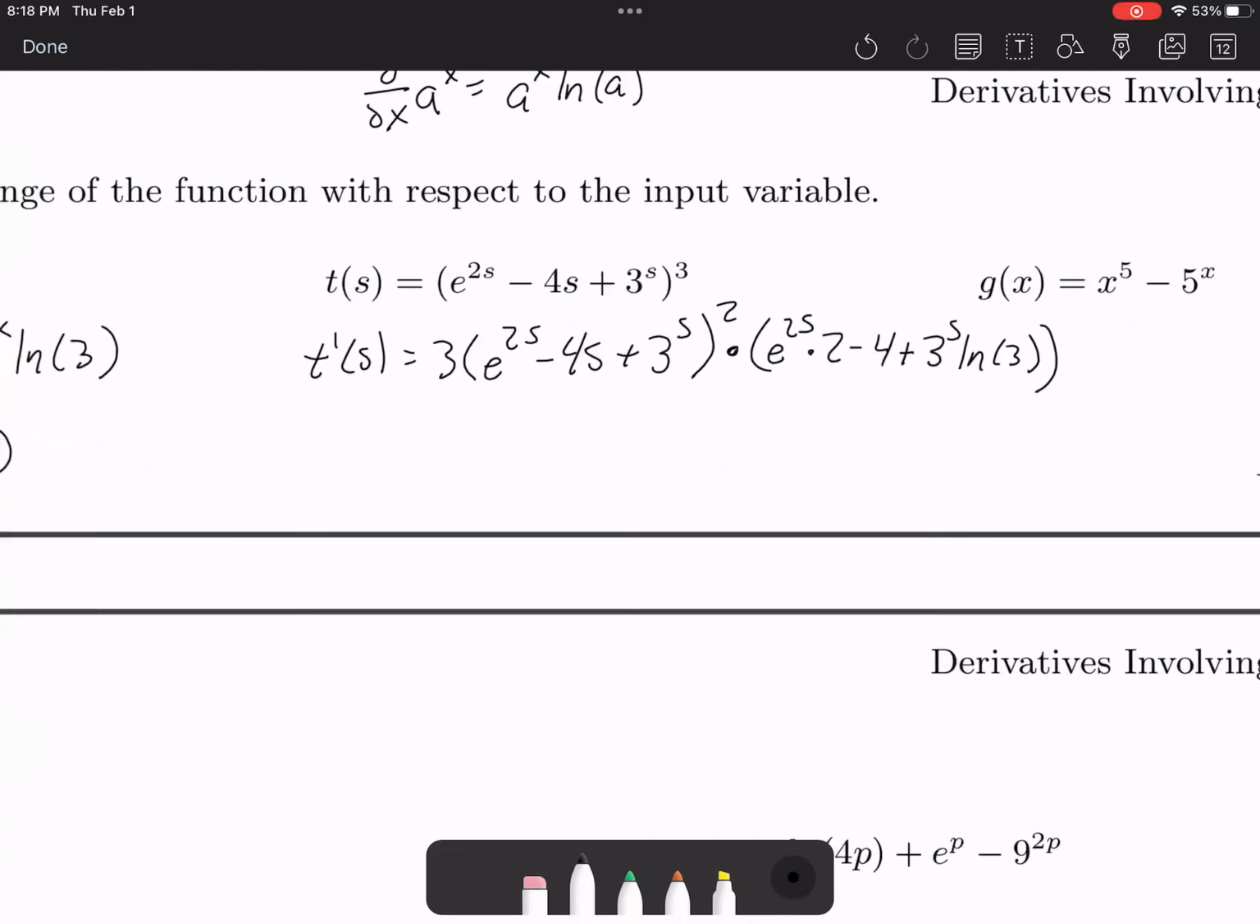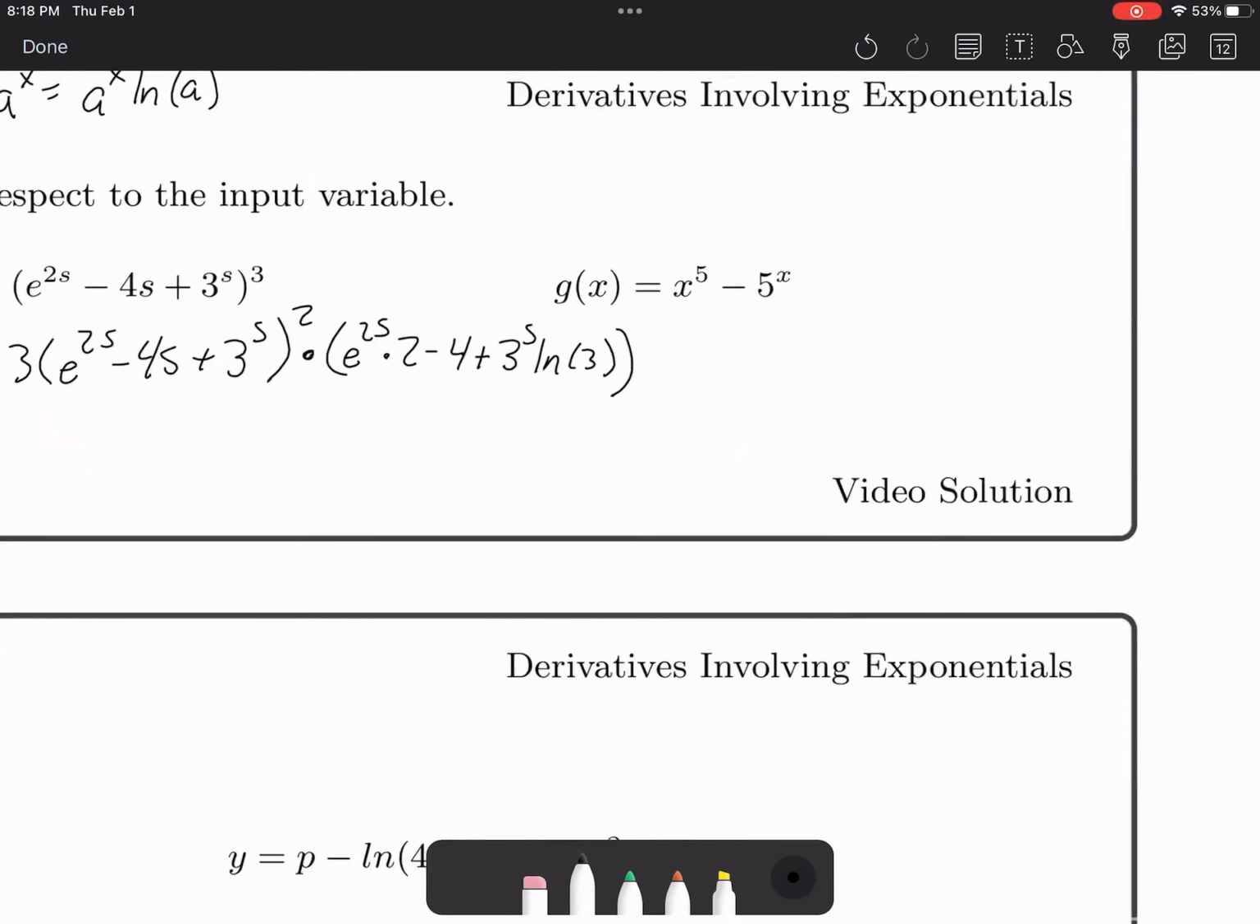All right, that was a big one. Now on to g of x. G prime of x will be 5x to the 4th minus a 5 to the x natural log of 5.